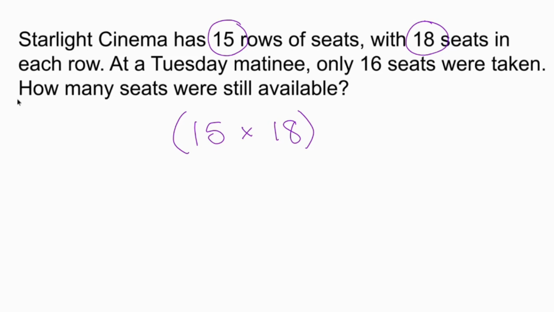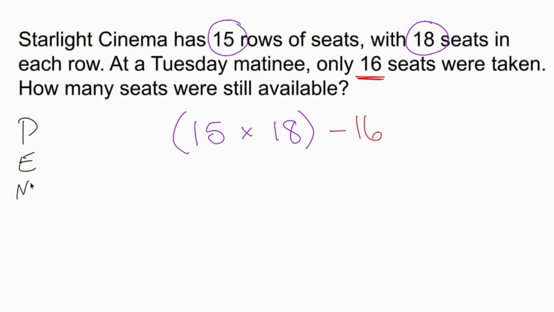operation. Now, the next thing we're told is that there are 16 seats that were taken. To find out how many were still available, we're going to have to get rid of the 16 that's there. So I need to take that 16 and subtract it from this quantity here. So this looks like an order of operations problem. So I'm going to use PEMDAS.